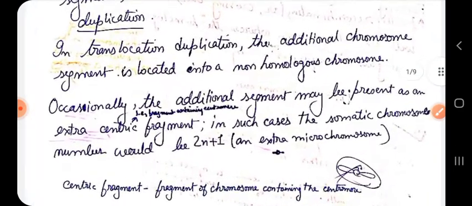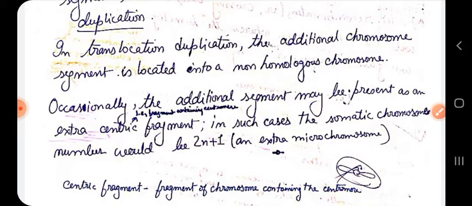So this was about some of the types of duplication. Now sometimes, occasionally, this additional segment may be present as an extracentric fragment, that is, a fragment having a centromere. In such cases, the somatic chromosome number will be 2n plus 1. What does it mean? So it is saying that occasionally the additional segment is present as an extracentric fragment. Sometimes the additional segment may contain an extra centromere.